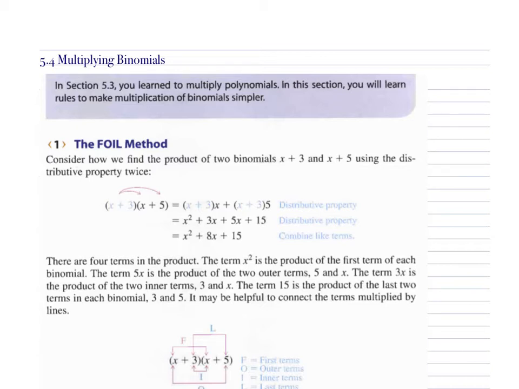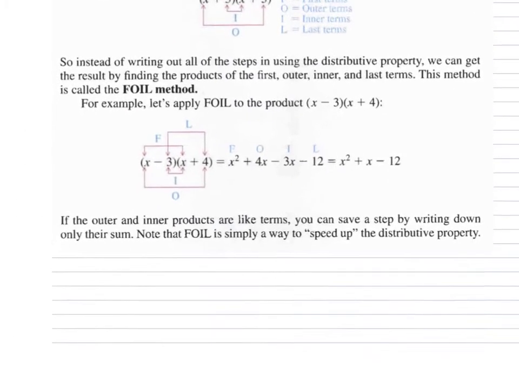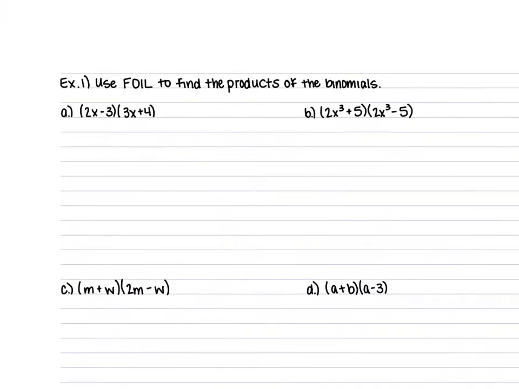You want to take the first term in the first set of parentheses and multiply it into the second set of parentheses. Then take the second term within the first set of parentheses and multiply it into the second set of parentheses. Once you do that, you combine like terms, and then you're good. So if we look at our first set of examples, we're just using the FOIL method to find the products of these.